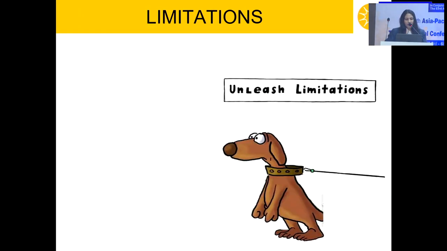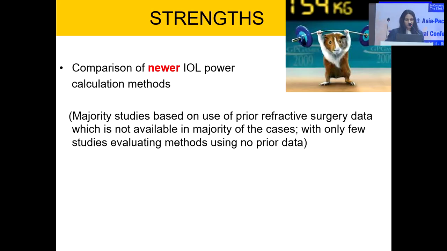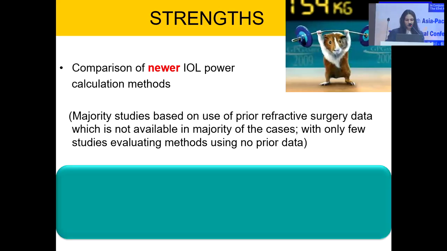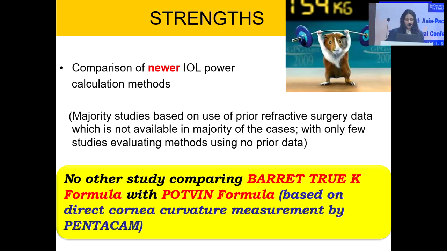Limitation of the study was the small sample size, because these cataract surgery patients are gradually increasing, as 20 years back they had undergone LASIK. Now gradually they are entering the cataract age, and it was a retrospective design. Strength of the study is that it compares the newer IOL power calculation methods, and as discussed earlier, there is no study comparing the Barrett True-K formula with the Potvin-Hill, which directly measures the posterior corneal curvature.